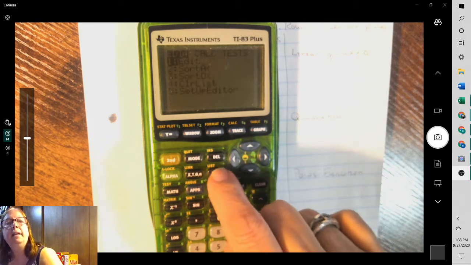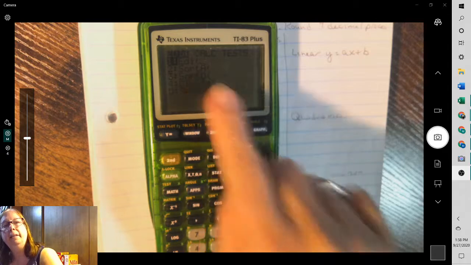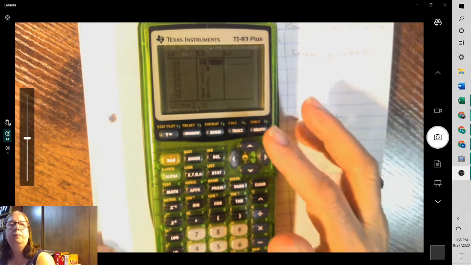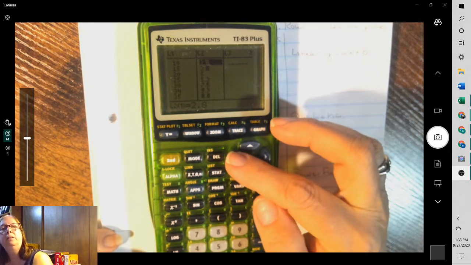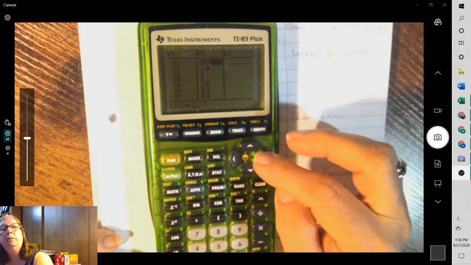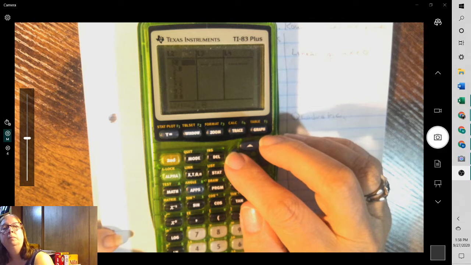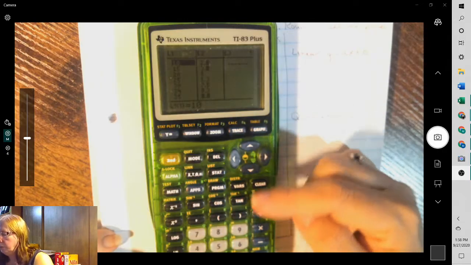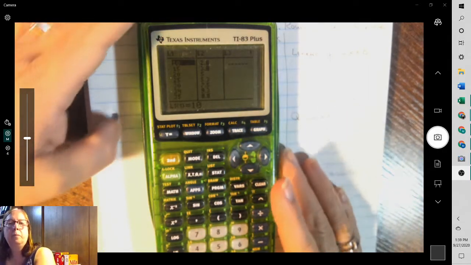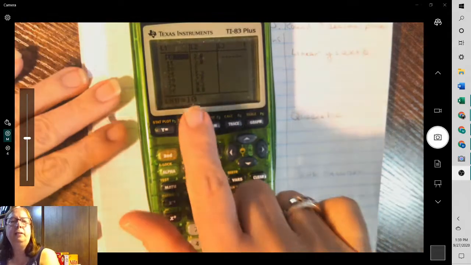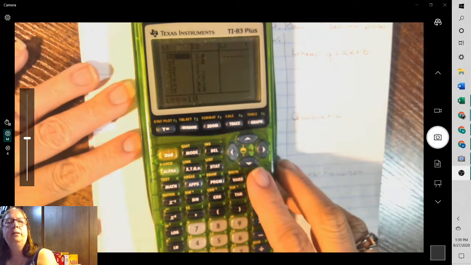When I go under Stat again and hit Edit, notice my data's there. It's in lists 1 and 2. But 3, 4, 5, those are all clear. And then you enter your data. I entered, and you could see the number better down here, 10, enter.